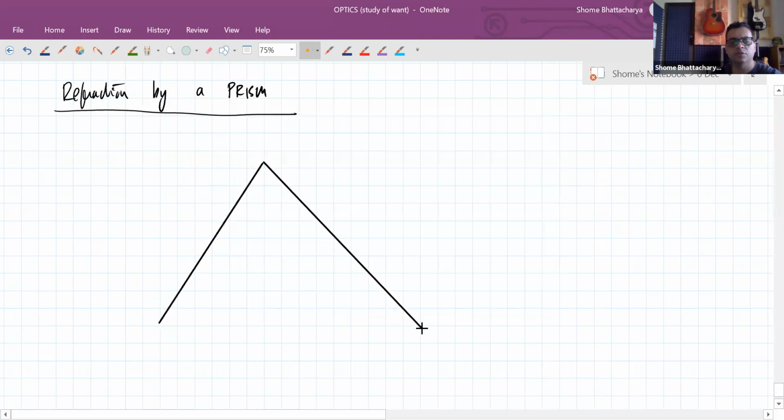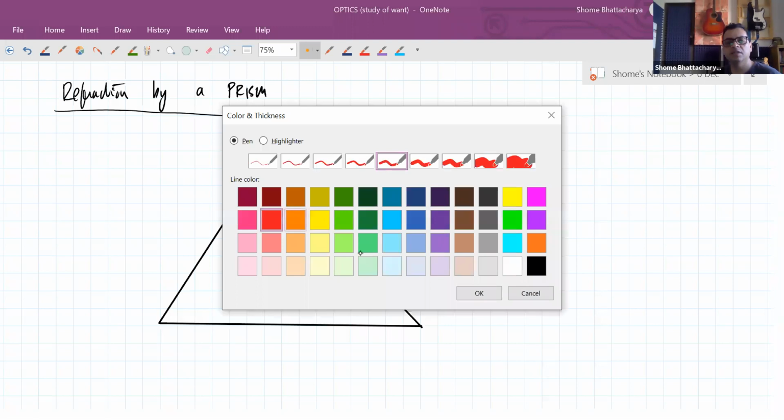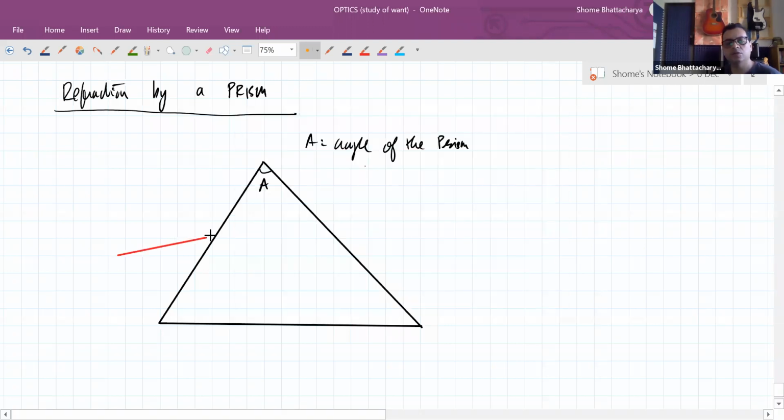So in a case where we are assuming total internal reflection is not happening, this angle is called the angle of the prism. In the easy case we had taken, it was 90 degrees, but now we'll take a general case where it can be any arbitrary angle like 60 degrees, 30 degrees, 45 degrees, whatever. If we assume that the ray from here is emerging, it is not doing TIR.